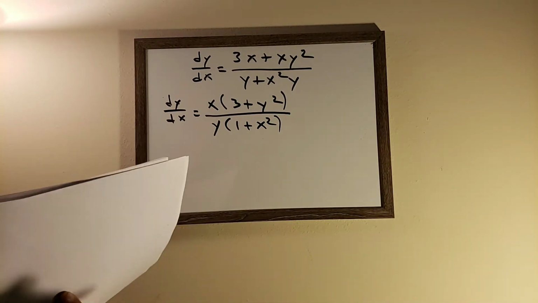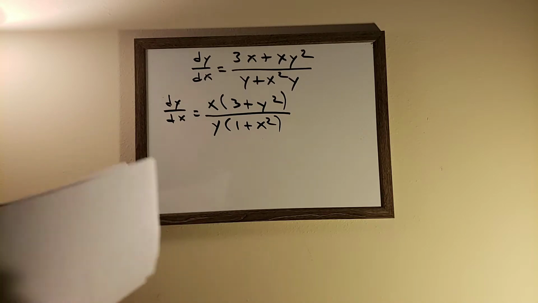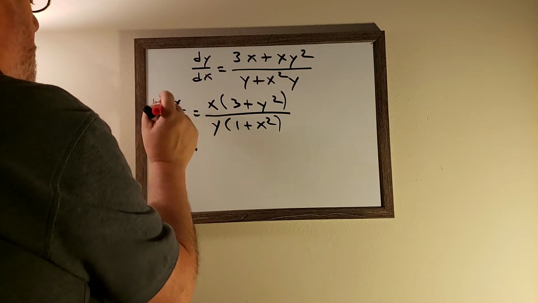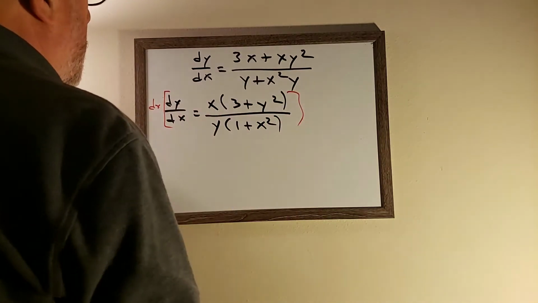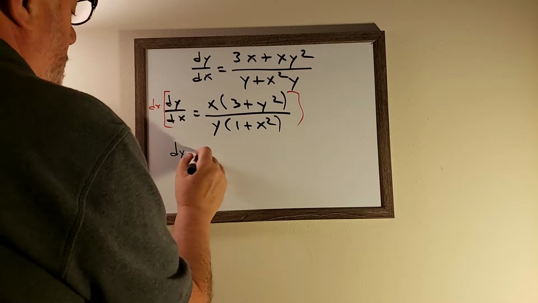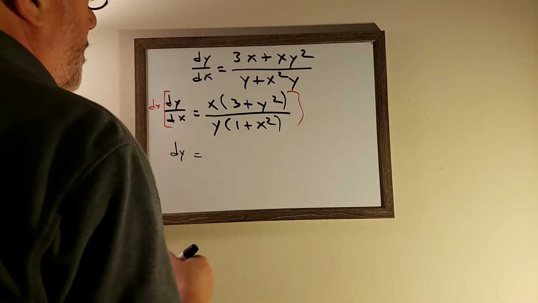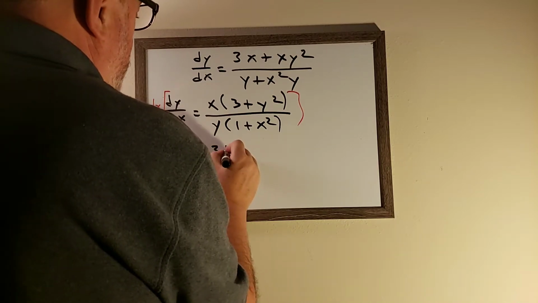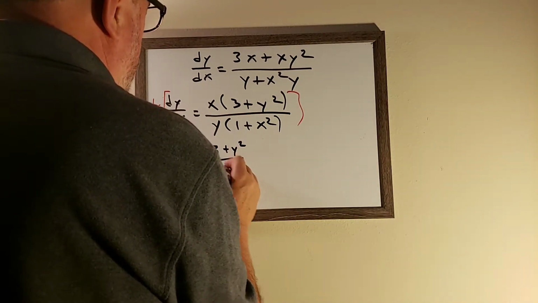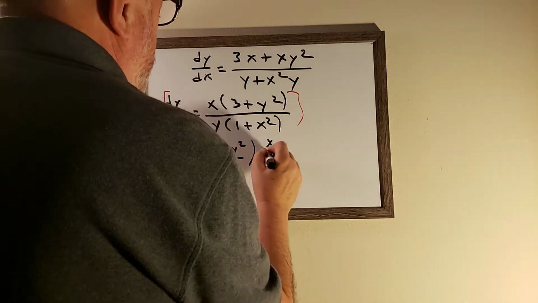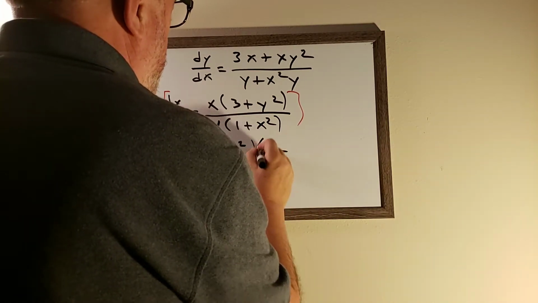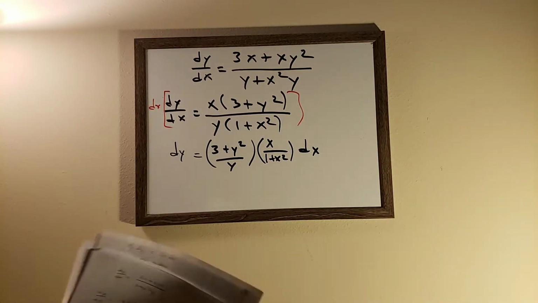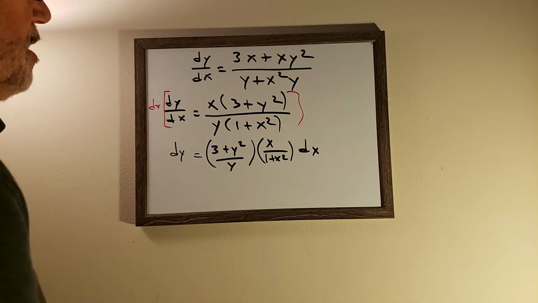So again, let's go through this as a process. And so let's take the dx over first. Okay. And so we get dy equals, and I'm going to rearrange this as I do this, make it a little easier. This is going to be 3 plus y squared over y. And this will be x over 1 plus x squared. And then dx, right? So I rearranged it as I rewrote it just so you can see that my y terms are now all together.